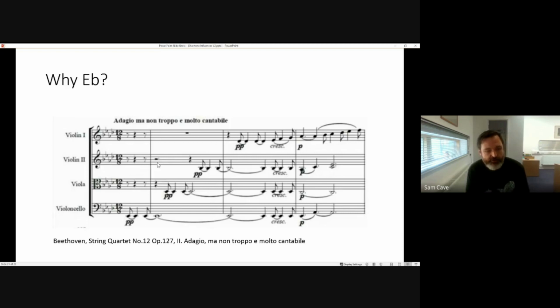This is the Adagio from Beethoven's string quartet number 12, Opus 127, the second movement, Adagio. And here we see a really interesting chord. E flat drone in the cello, D flat in the viola, B flat on the violin, and another D flat. A spectral chord, almost. And Christian thought to himself, well, what if Beethoven hadn't bothered making this dominant resolve onto A flat? What if he had kept on this chord for ages and ages?